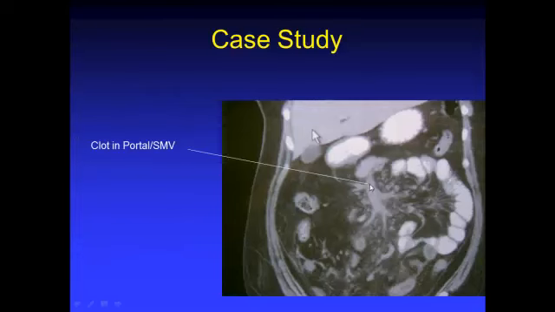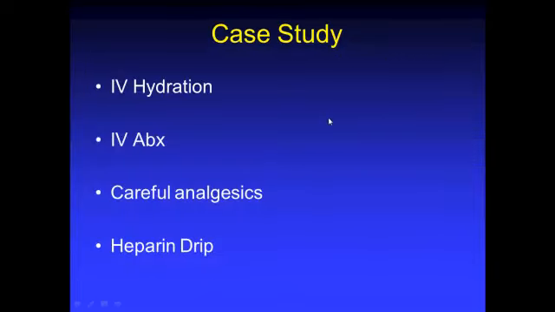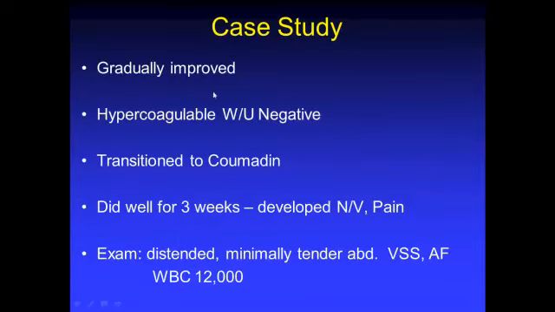CT scan did demonstrate the presence of a clot in the portal and superior mesenteric vein complex. As you can see here as well, there was secondary small bowel inflammation. The patient was treated with IV hydration and antibiotics. We minimized her analgesics. She was placed on a heparin drip, and she was followed very closely. She did gradually improve.